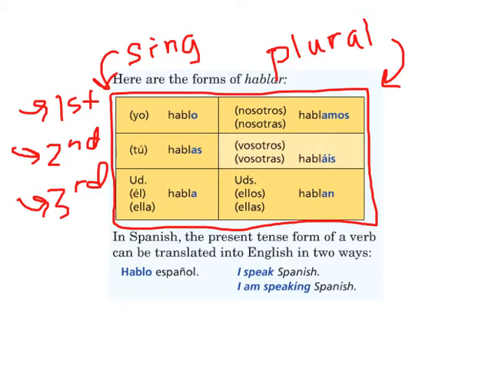In Spanish, the present tense form of a verb can be translated into English in two ways. So if we use hablo español, I speak Spanish, it can either mean I speak Spanish or I am speaking Spanish. More like this is what I do, or this is immediate, right now. Please make sure you have this chart copied down before you go ahead to the next slide.